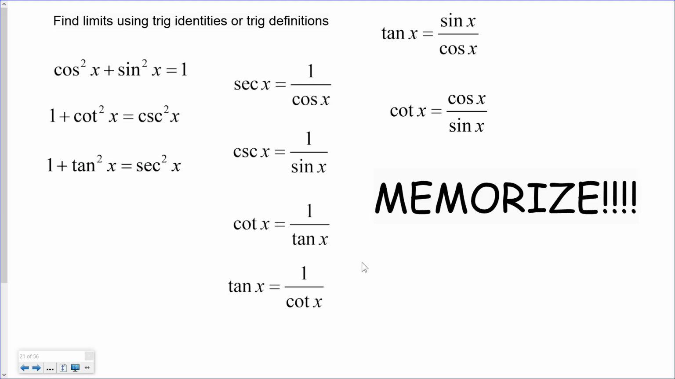This is the other thing you need to memorize. You need to know all of your pre-calc properties, the trig properties, identities, all the Pythagorean identities. These are the definitions. I'm going to assume you know this coming into the class.